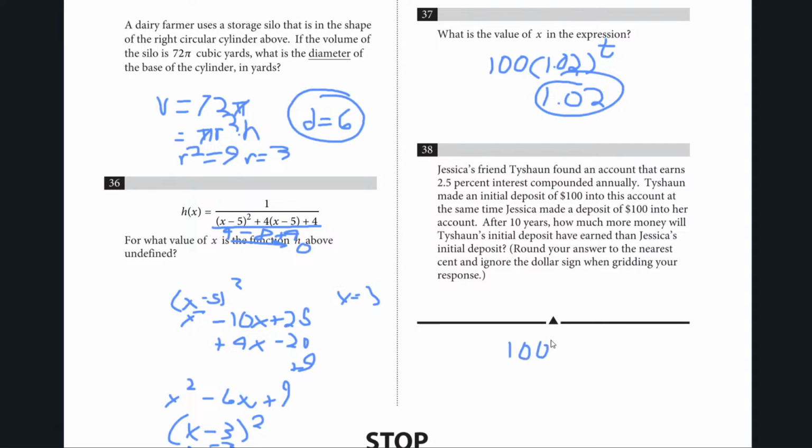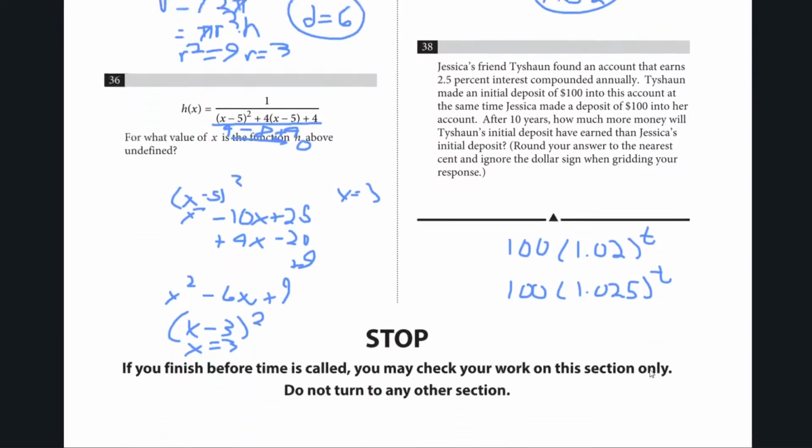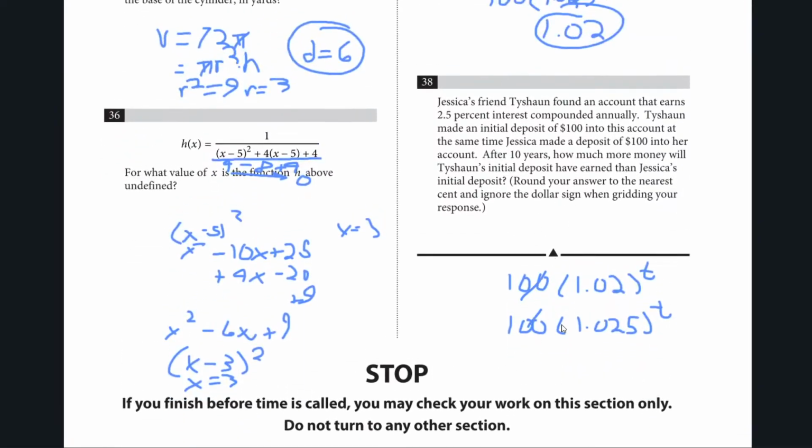Okay, so we're going to be comparing these after 10 years. We have 100 times 1.02 to the t, and 100 times 1.025, because his is 2.5%, to the t. We can easily compare this with, well, we're not going to be doing division. So this is equal to, plug in 10 here, and plug in a 10 here. 1.02 to the 10 is 1.2189. Multiply that by 100, and we get 121.9.